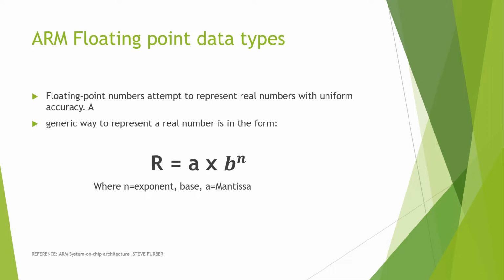The ARM floating point data types. You know what is meant by fixed and floating point data type representations; you have already learned. Floating point numbers are used to represent real numbers with uniform accuracy. And this is a generic way to represent a floating point data type: R is equal to A into B raised to N, where N is the exponent, B is the base, and A is the mantissa.